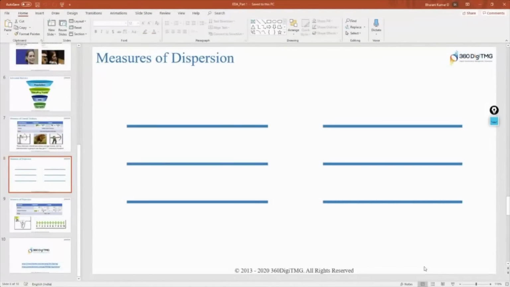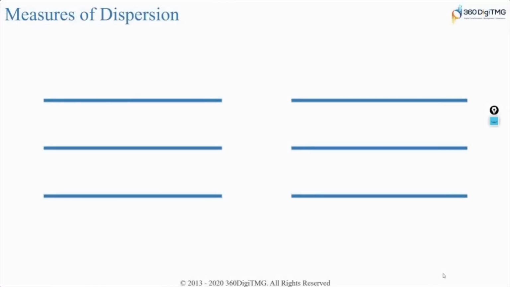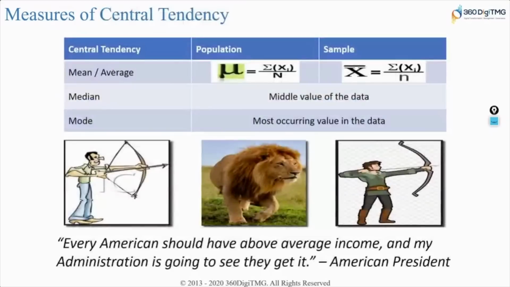So let us go to the second moment business decision and let us understand this. Even before that, what was the first moment business decision? Mean, median, mode. Why is it called the first moment business decision? Because these are the set of initial questions which any management person would ask. The first set of questions.